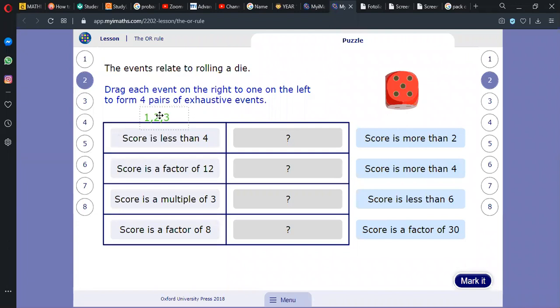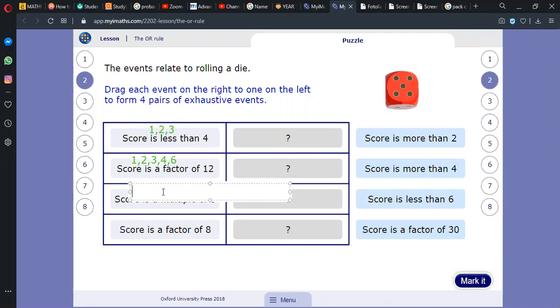Let me put it on top here. I'll try to do the same thing for the next one too. I think I'll do it this way. Let's take a look at score is a factor of 12. Factors of 12, you have 1, you have 2, you have 3, you have 4, and then you have 6. Those are the factors of 12.